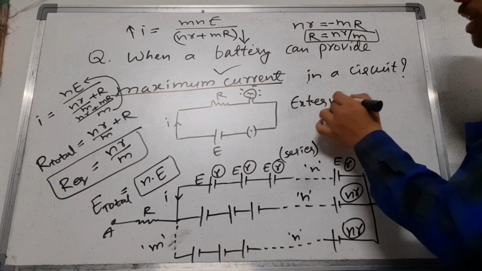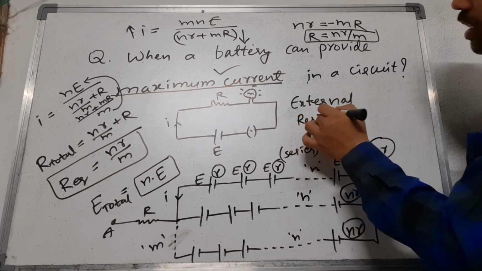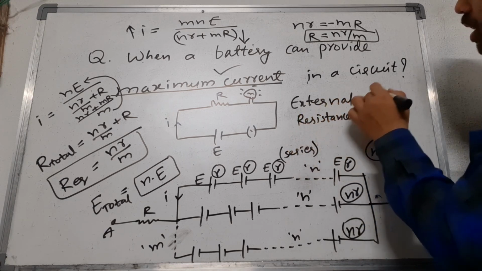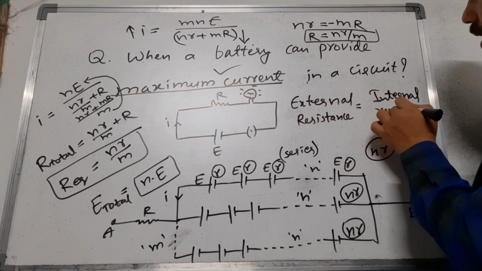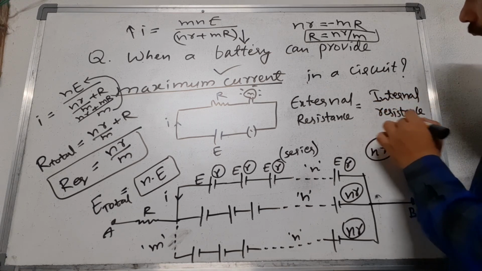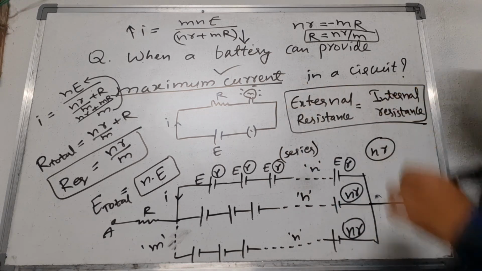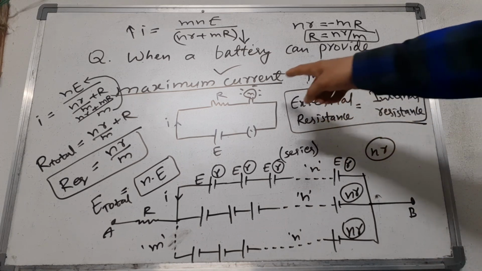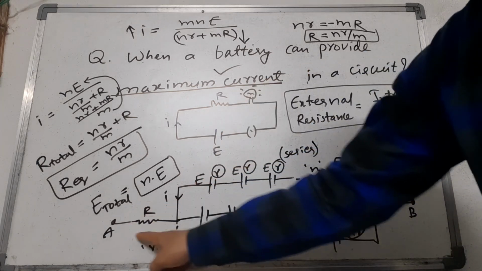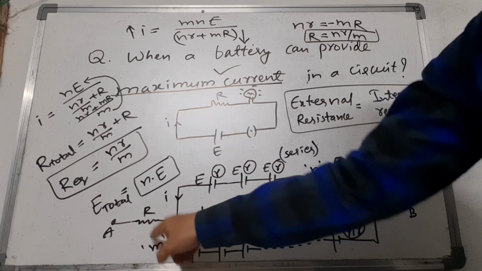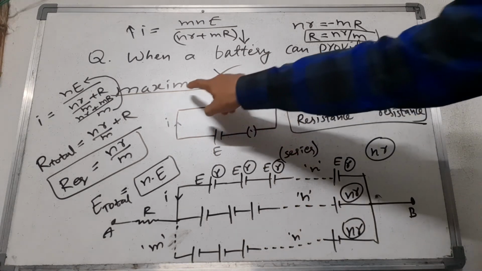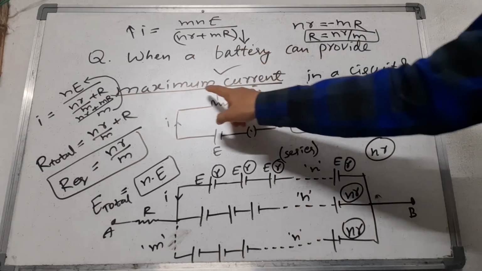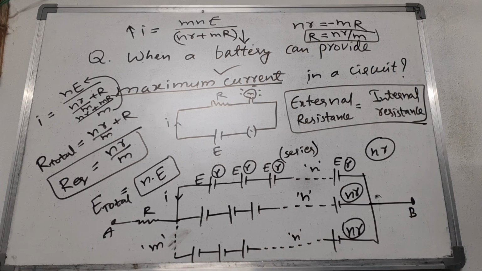If external resistance is equal to internal resistance, then the current will be maximum. We arrived at a point that if external resistance, whatever you connect in the circuit, is equal to the total internal resistance, then the current provided by the battery will be maximum. Okay, so this is the thing about it.